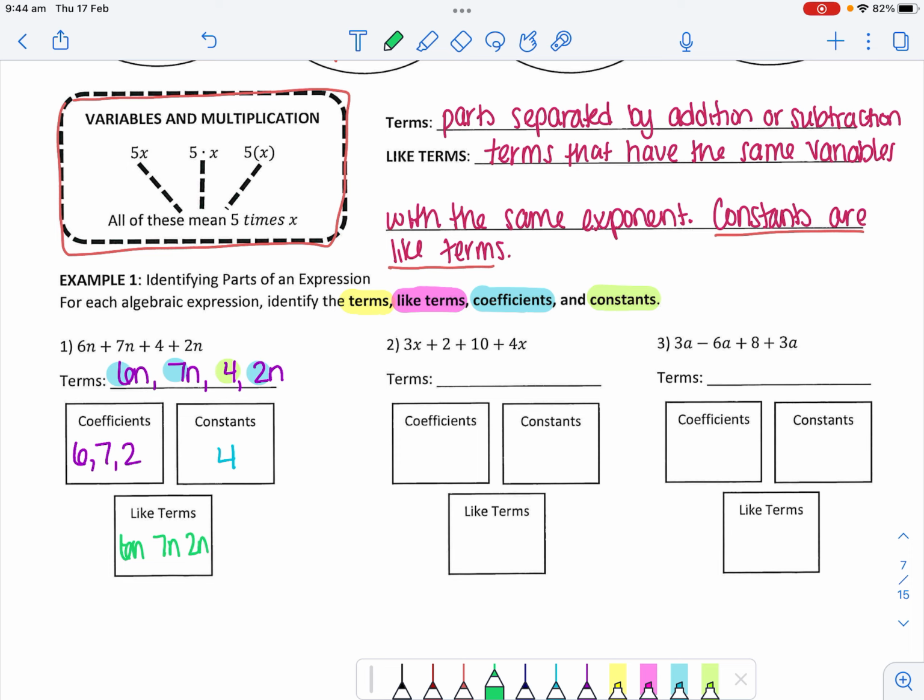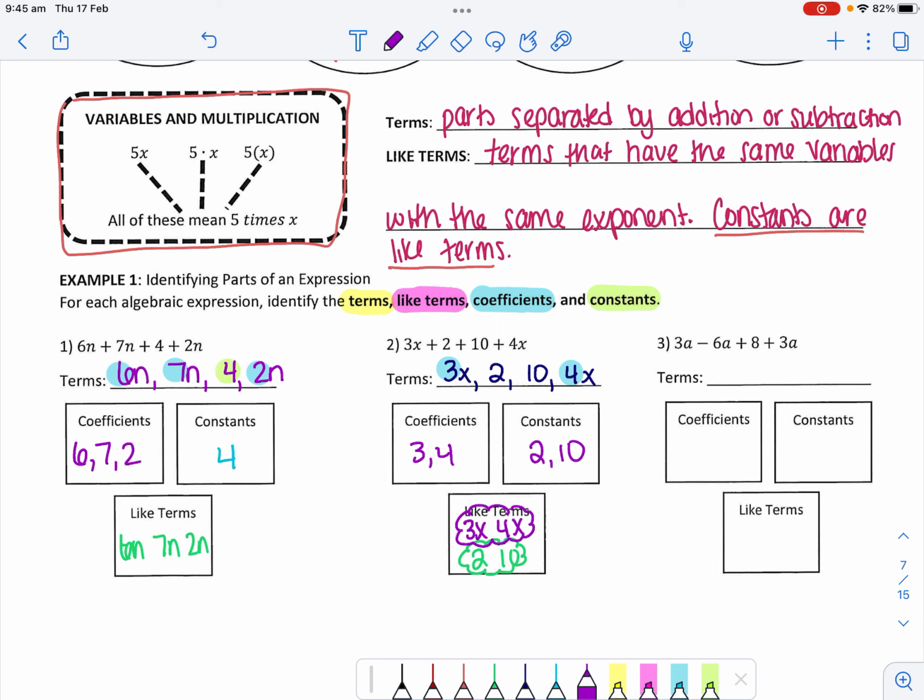So number 2, 3x plus 2 plus 10 plus 4x. Those are my terms. My coefficients are going to be the numbers in front of the variables, 3 and 4. My constants are 2 and 10. And then for my like terms, I've got 2 sets of like terms. So I've got the variables that are the same, and I've got the numbers that are the same. So 3x and 4x are like terms, and then 2 and 10 are also like terms. So these are separate from each other in the like terms category.